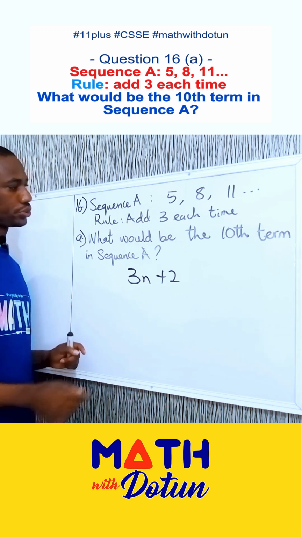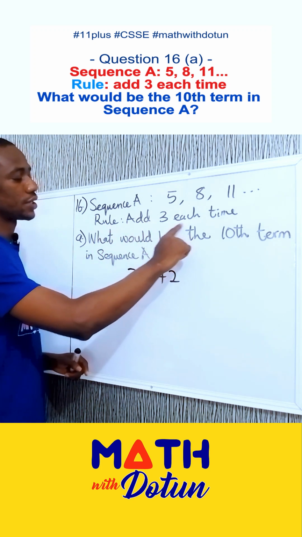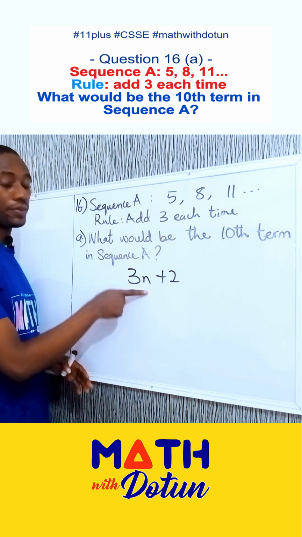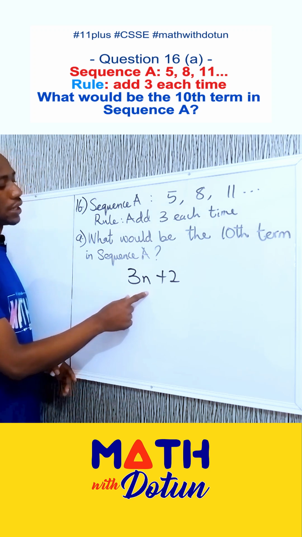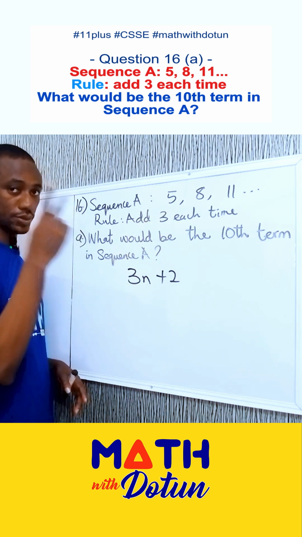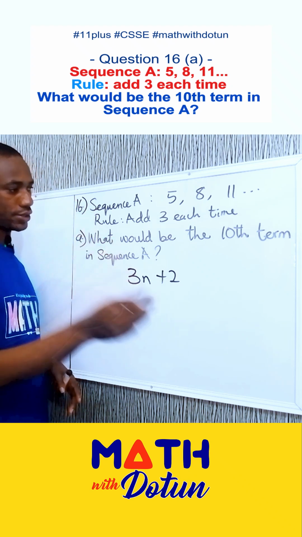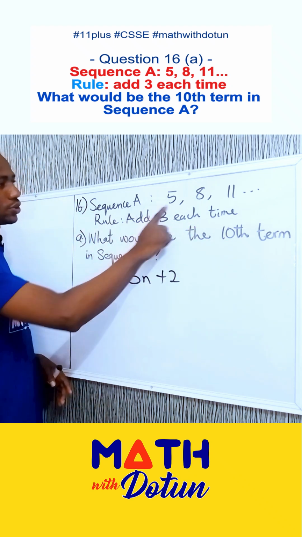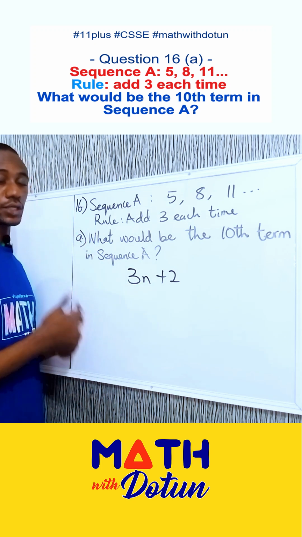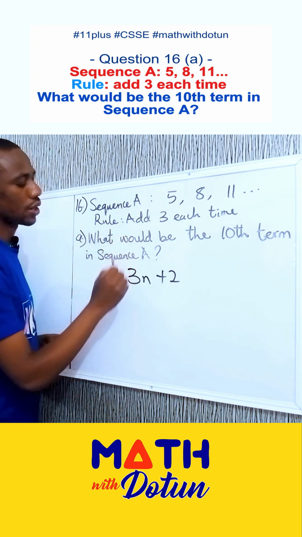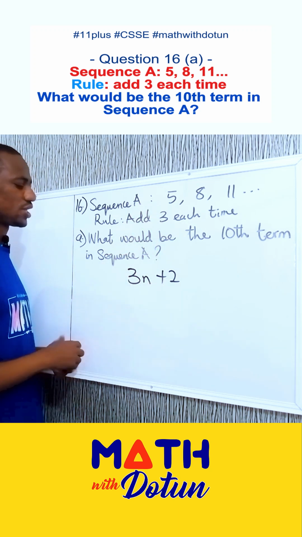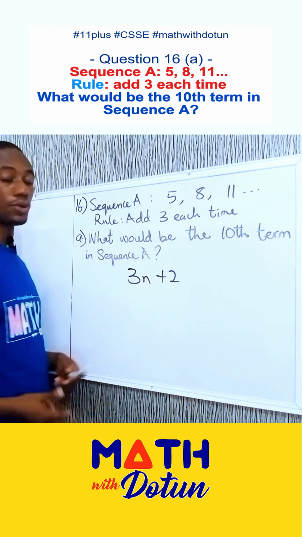So what do you do? You check the interval. Here it's going in 3s, so you just multiply that 3 by n, and then check with the first term. For the first term, n is 1. Second term, n is 2. Third term, n is 3. Here, n is 10. So you check with the first term, n is 1. That will be 3 times 1, that's 3. Then you look at what you can do to 3 to make it 5. You have to add 2. So the nth term rule is 3n plus 2.